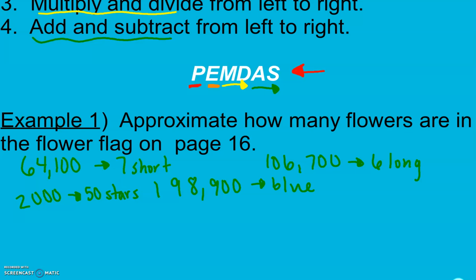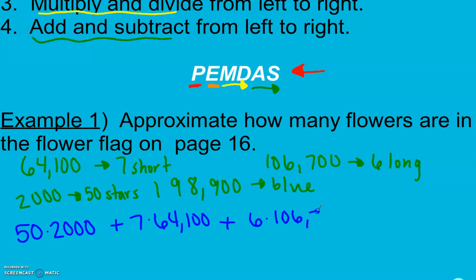So we can write this as an addition problem. We have 50 stars times 2,000, because there's 2,000 flowers in each. And then we have 7 short stripes at 64,100. And we have 6 long stripes at 106,700. And then we have the blue, which is 198,900.